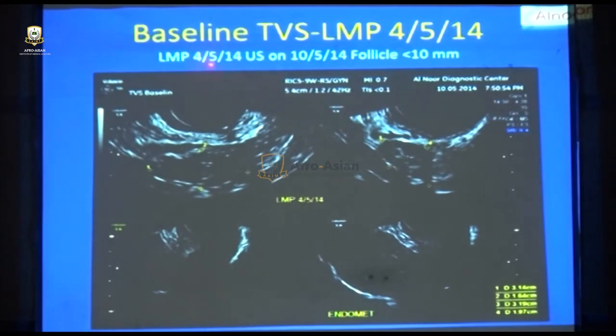Look at this lady, she started her menstrual period on the 4th of May, and she's coming on the 10th of May. That means 6 days, and in those 6 days there should not be any follicle. If any follicle is seen at this stage, please, it's not a follicle. That is a pre-existing follicular cyst, or a hormonal cyst, luteal cyst, or some other cyst, but that will not be labeled as a follicle, even if seen on the 12th day. There has to be absolutely no follicle more than 10.5 millimeter.